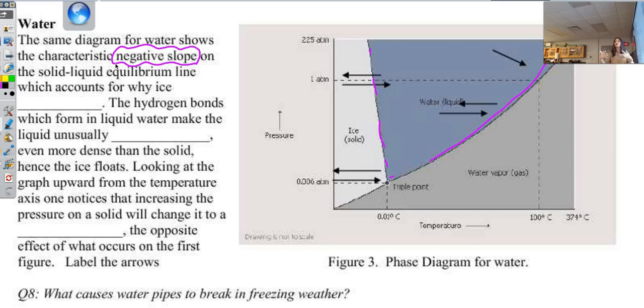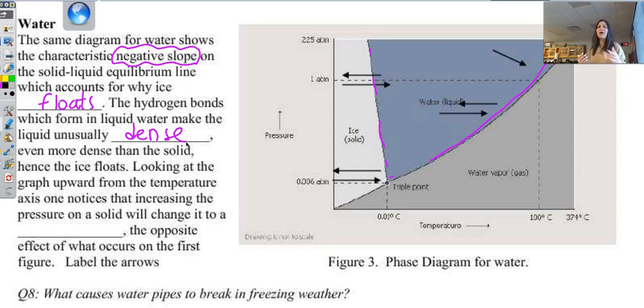Which accounts for why ice, when it's in liquid water, what does ice do? It floats. The hydrogen bonds which form in liquid water make the liquid unusually what? Dense. It makes it a little bit more dense, even more dense than the solid is.